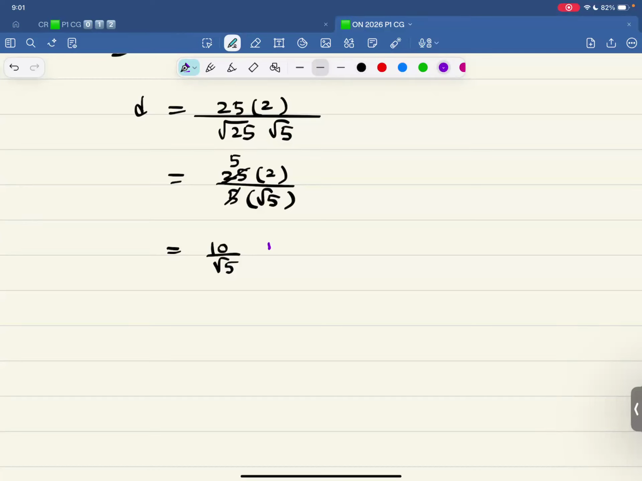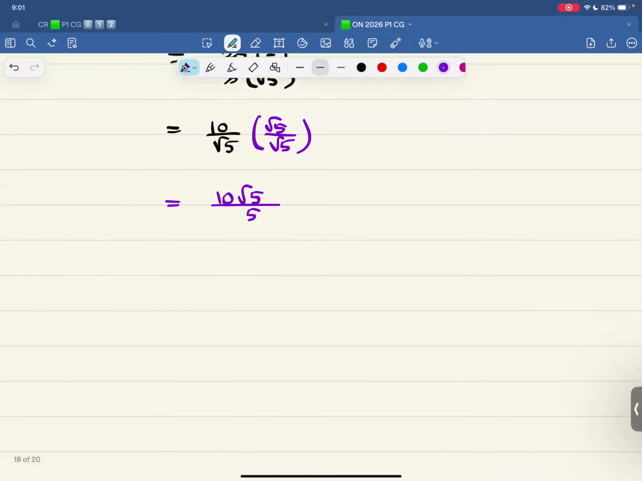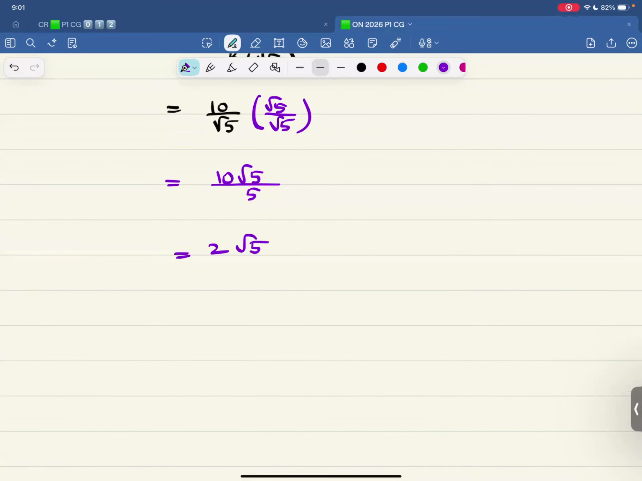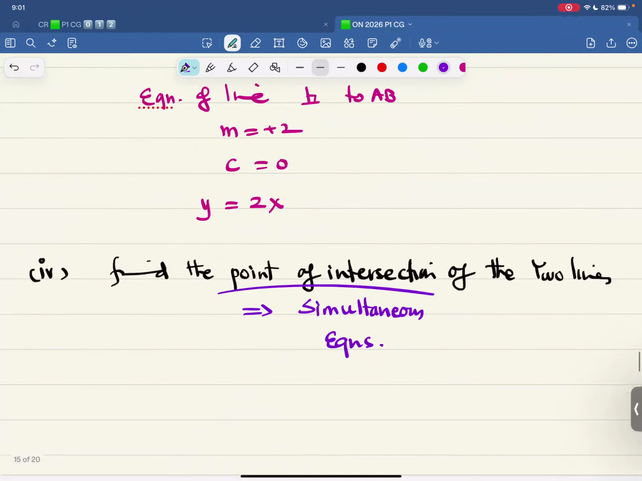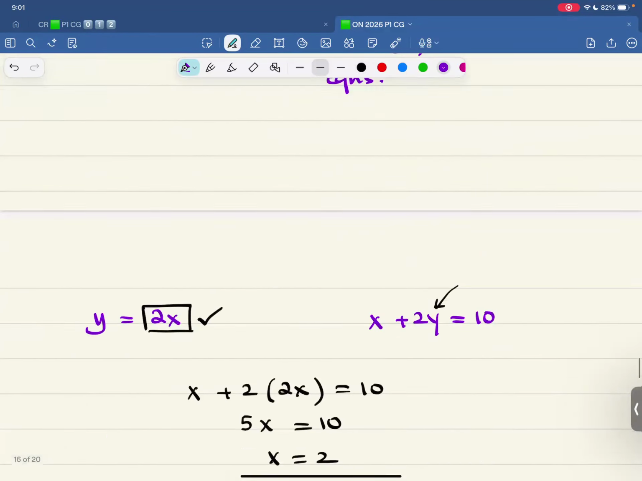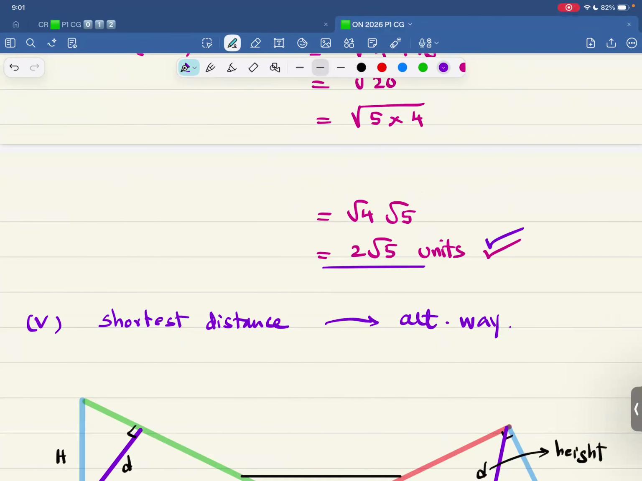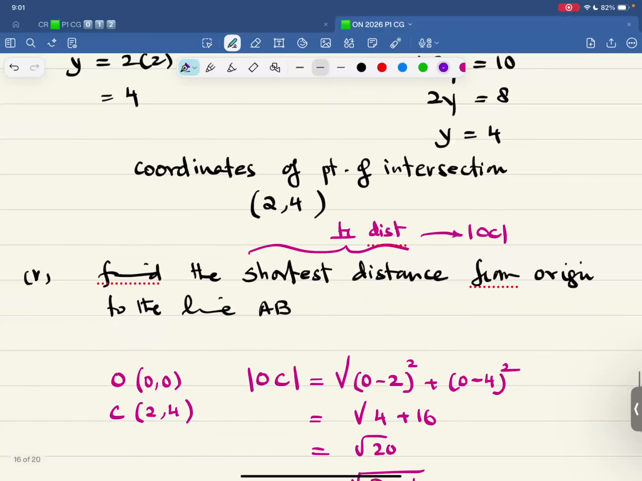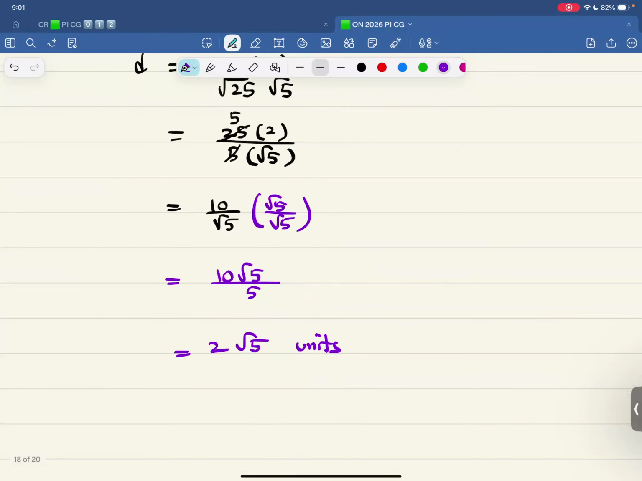Now rationalize: multiply by root 5 over root 5. So therefore, this is 10 root 5 over 5, which is 2 root 5, which is the same answer as you found very early on, the shortest distance. This thing over here, area of triangle, point of intersection, and this shortest distance. So the shortest distance from origin to this line is found in an alternative way.